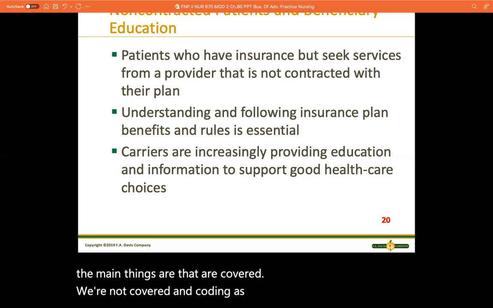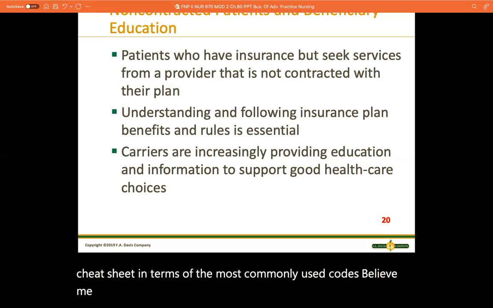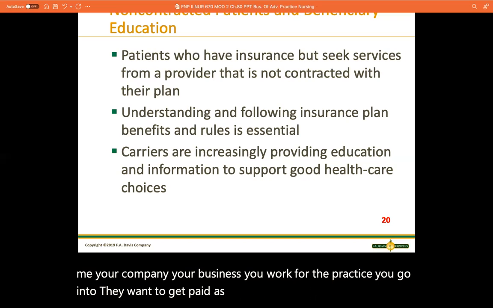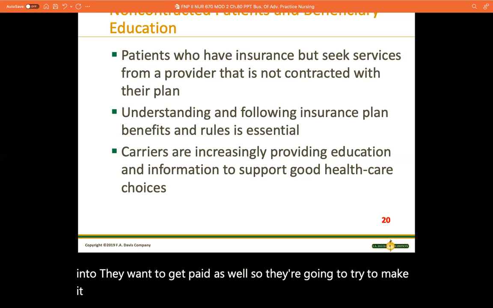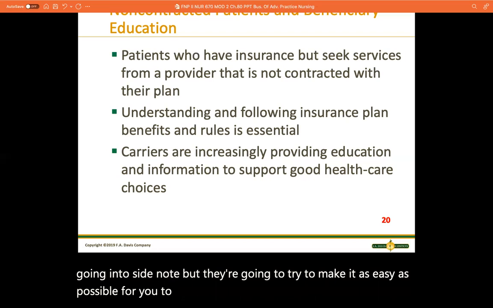They're going to give you a cheat sheet in terms of the most commonly used codes. Believe me, your company, the business you work for, the practice you go into, they want to get paid as well. So they're going to try to make it as easy for their APRNs as possible. If it's a good place you're going into, side note, they're going to try to make it as easy as possible for you to know what codes to use and when to use them and how to use them.